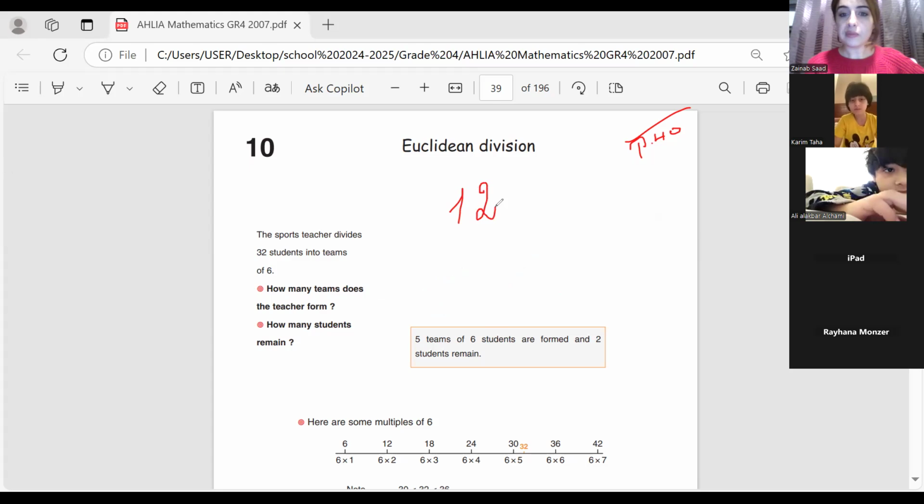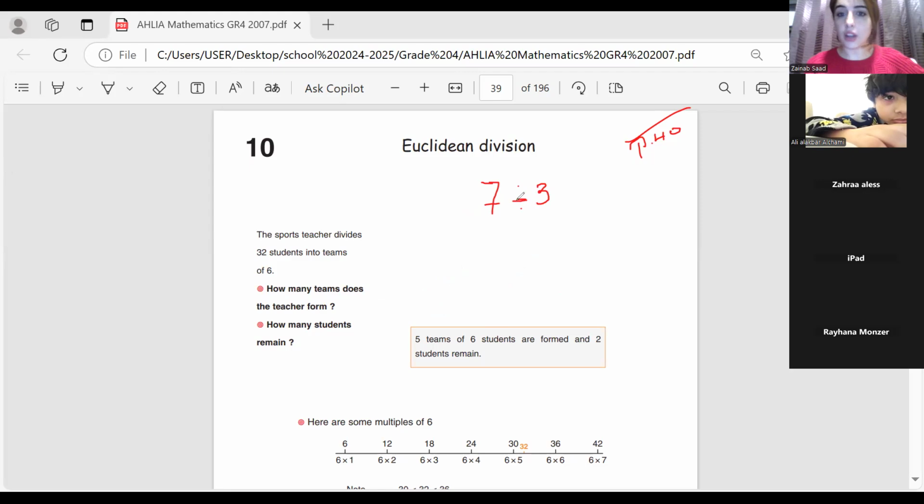Okay, Ali, if you have 12, I'm not going to give you a big number. Let's say that you have 7 pencils, and you need to divide these 7 pencils among 3 students equally. You have to give your friends, 3 students, the 7 pencils. How many pencils can you give to each one of them? They have to be equal.